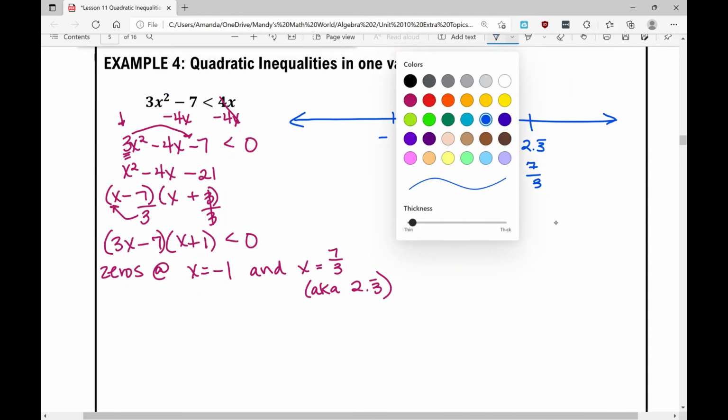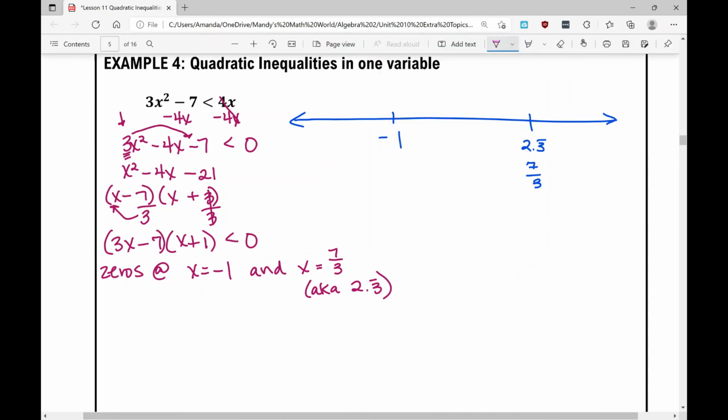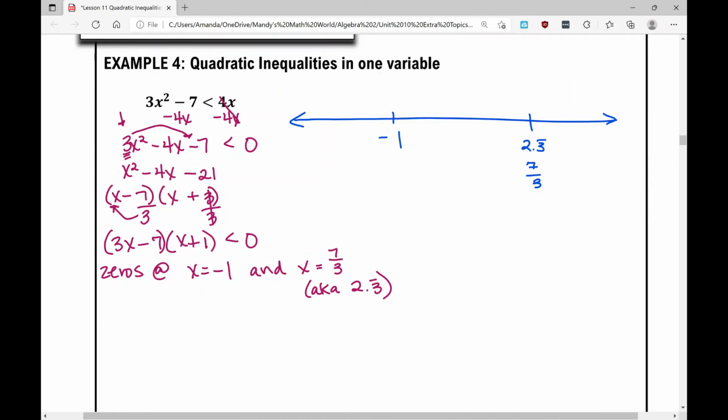So now we're going to test some points within each interval. The first thing I'm going to do, which was not the first thing I did on the last one, is my symbol is less than, not less than or equal to, so I know that I'm not including these points in my solution. I'm going to put an open dot there, which lets me know that I'm not including those points. So now let's test some values. I'm going to test -2, which is in this interval. A number in between -1 and 2.3 would be 0. I'm going to test that point. A number greater than 2.3 repeating would be 3. I'm going to test that point.